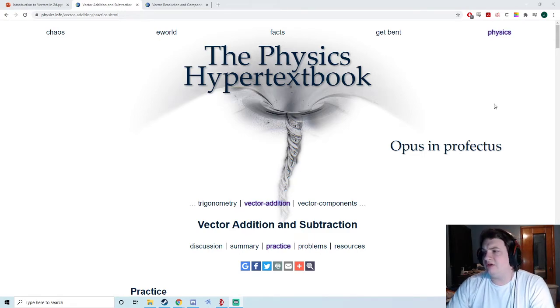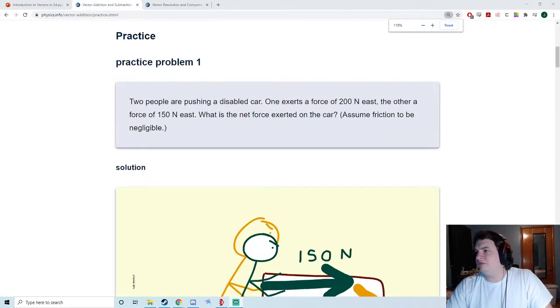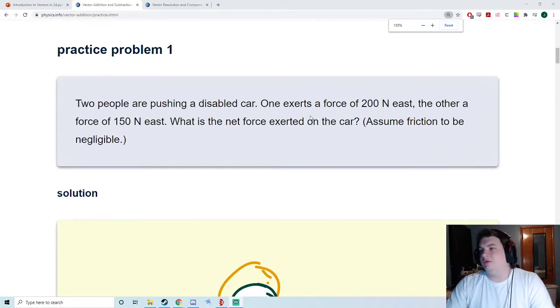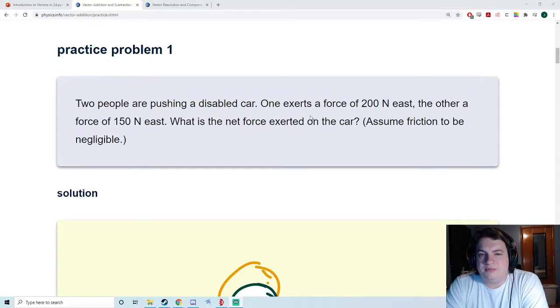So jumping down to our first practice problem, and I'm going to enlarge this real quick. It says two people are pushing a disabled car. One exerts a force of 200 newtons east. The other exerts a force of 150 newtons east. So what is the net force exerted on the car, assuming there's no friction? So what we're actually looking at is an addition problem of two vectors. So we have a vector 200 going east and another vector of 150 going east.